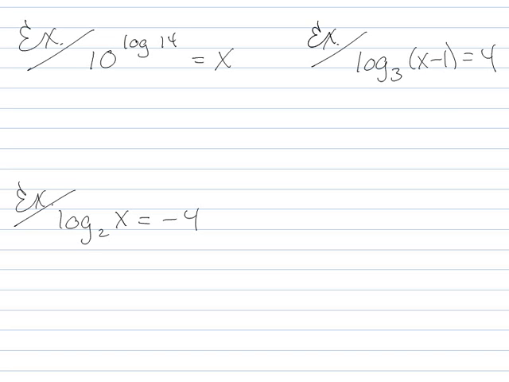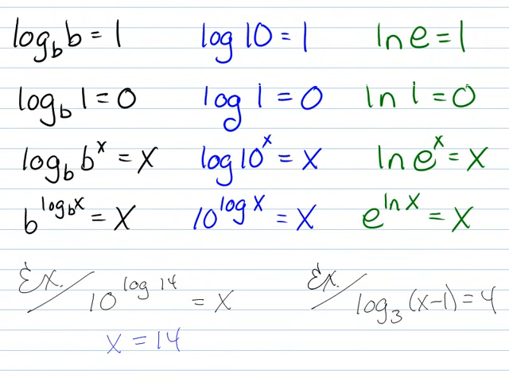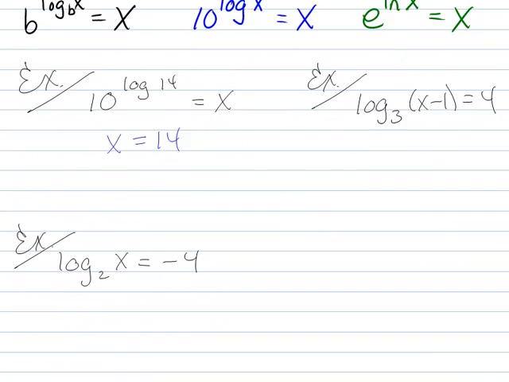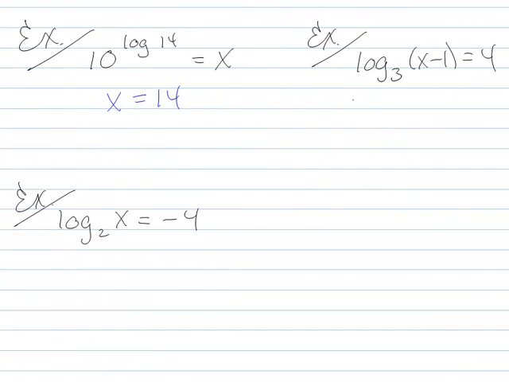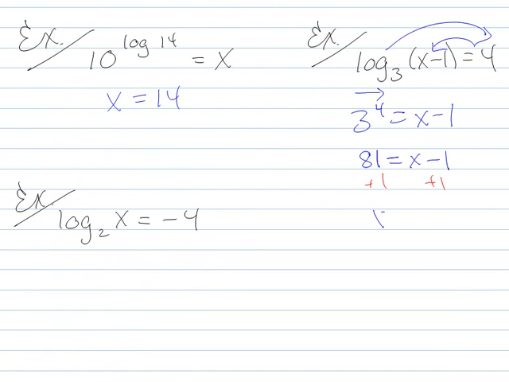Did you? So we're going to use, this is one of our properties right off the bat. This should be a 2-second problem. See? 10 to the log of x is x. 10 to the log of 14 is 14. Alright? This one we can read left to right. 3 to the 4 is x minus 1. 3 to the 4th is 9 times 9 is 81. So x is 82.